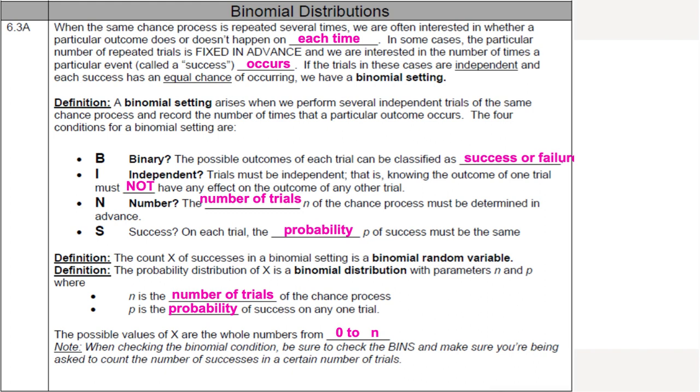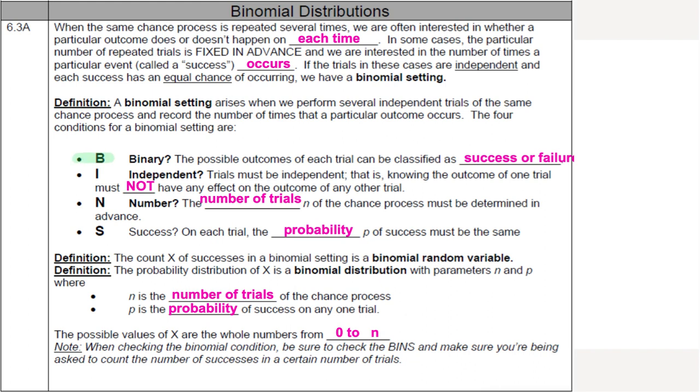Okay, we're interested in whether a particular outcome happens each time. The number of trials is fixed in advance, and we're interested in the number of trials in which success occurs. Okay, if they're independent and each one has an equal chance of winning, then it's a binomial. So we're going to use BINS here.